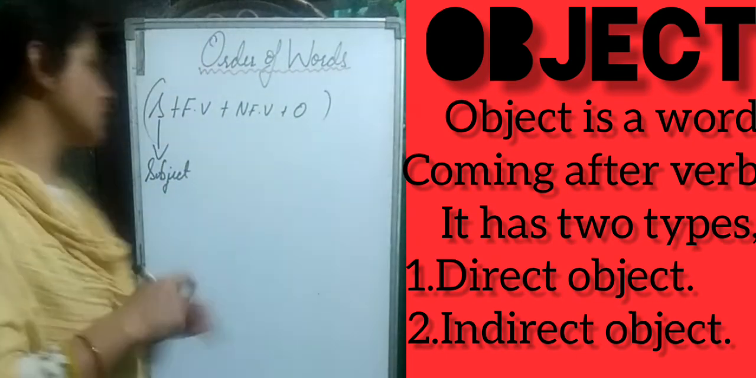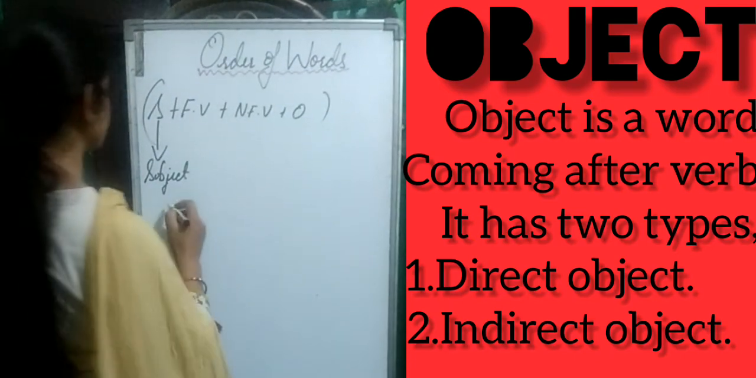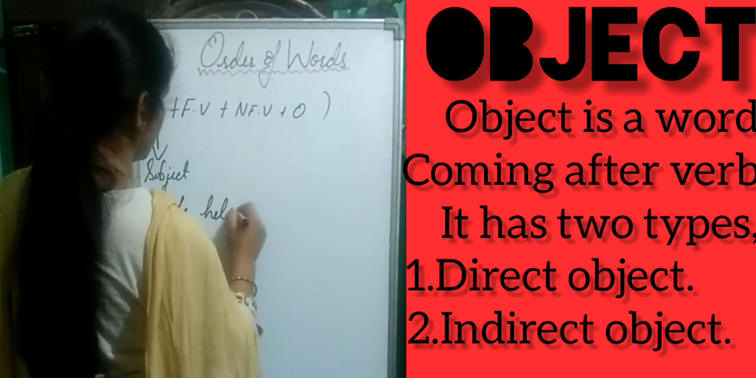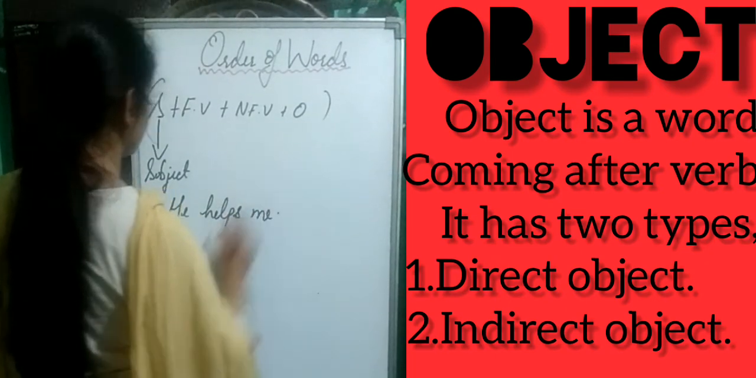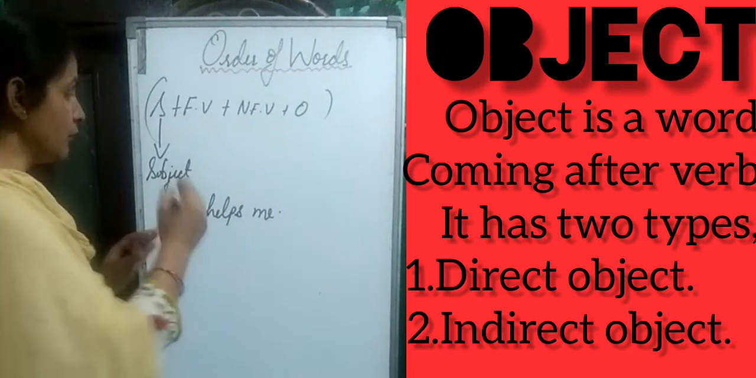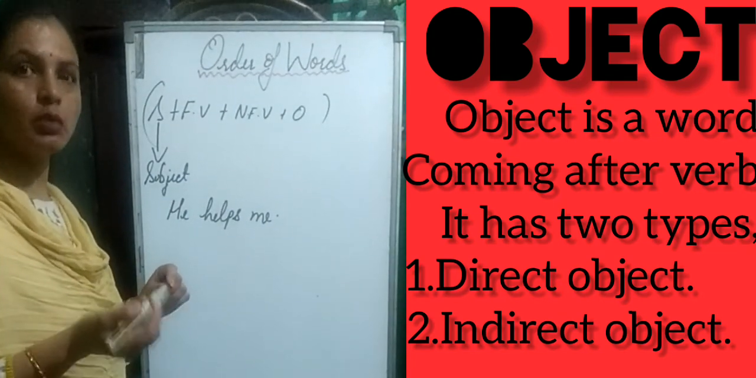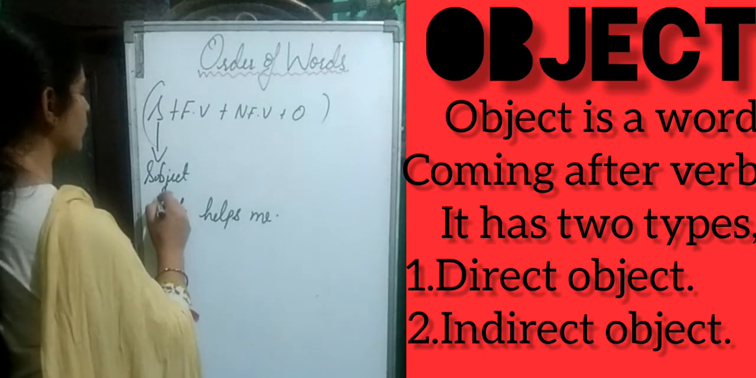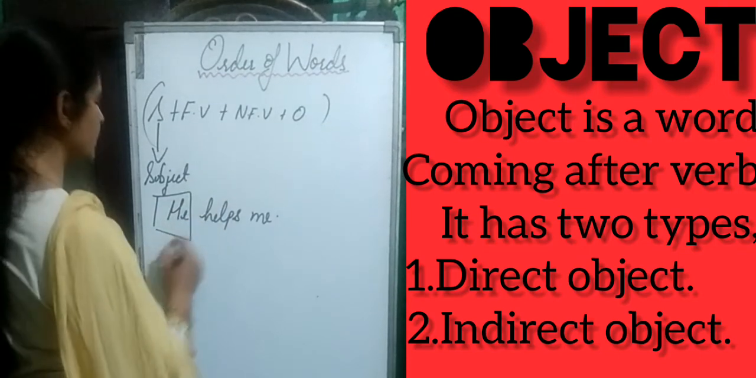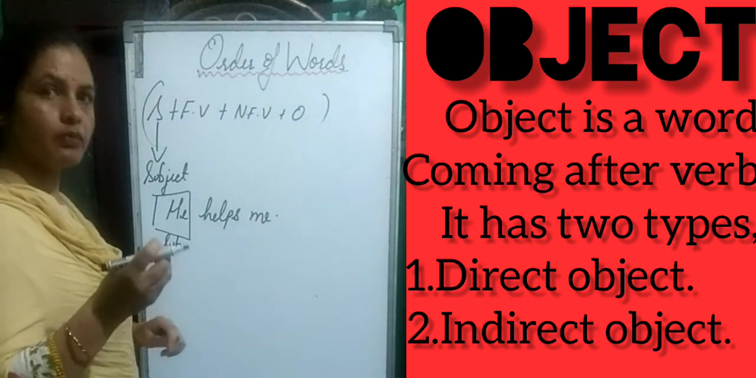Now, with the means of examples, we will try to understand it. He helps me. If we ask the question, who helps me? Of course, we get the answer: he helps me. So what is he here? He is the subject.